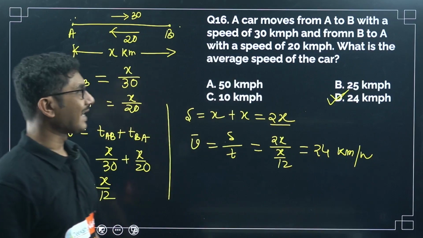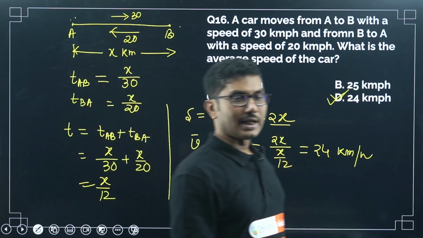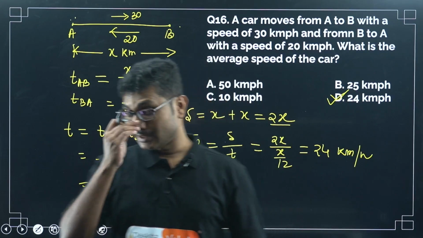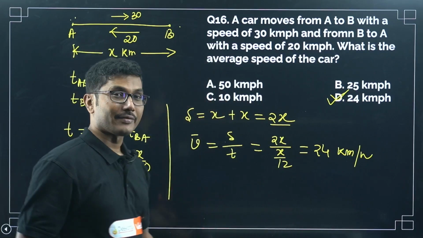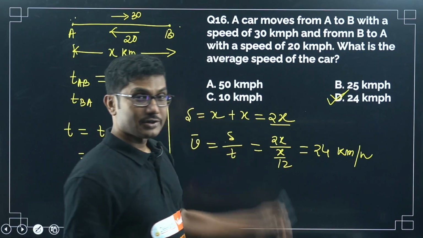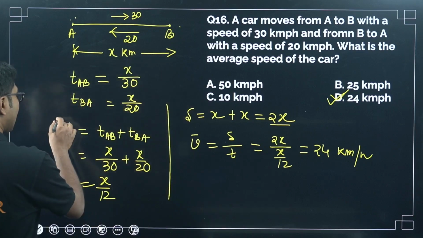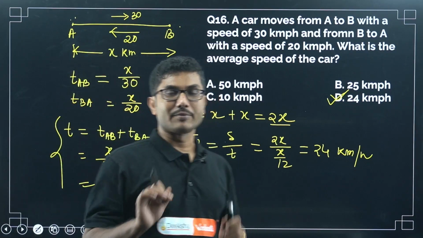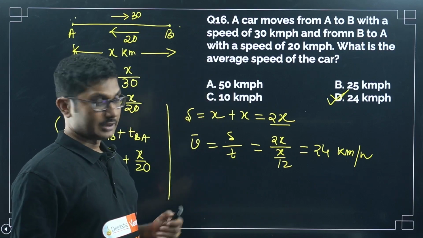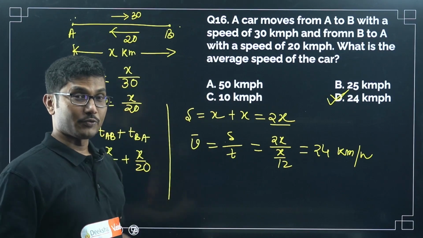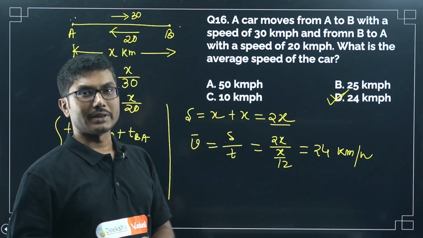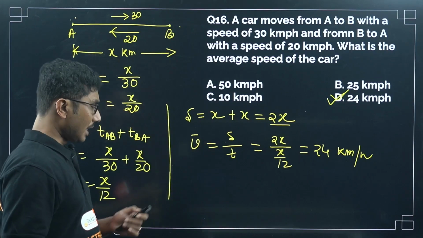If you had just added 30 and 20 and divided by 2, you would have got the wrong answer. So that's not how you should calculate the average speed. To calculate average velocity, you have to find the total time and the total displacement, and based on that calculate the average velocity. Similarly for speed, you first calculate the total distance travelled, then you can calculate the average speed, right?